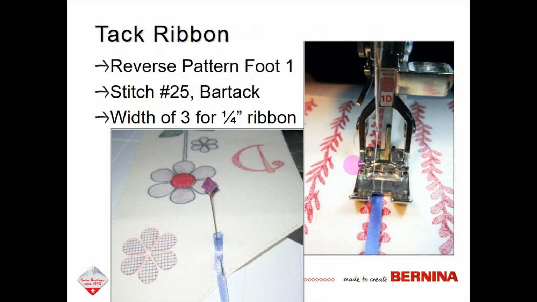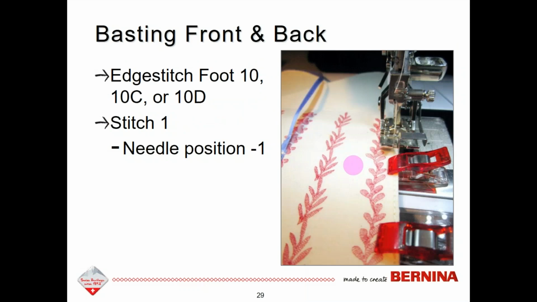I tacked the ribbon then on the flap, and I used 1D to do this. I used stitch number 25, which is the bar tack, and I used a width of 4 for a 1/4 inch ribbon. And then I put the front and back together, and I used just wrong sides together because I did use that very overlock to finish the edges.